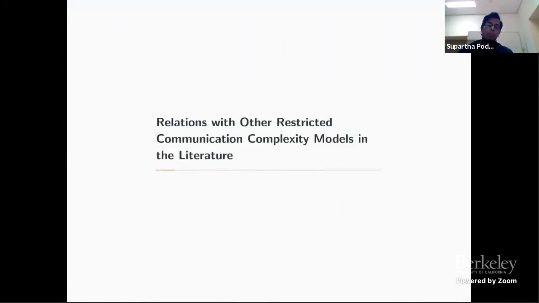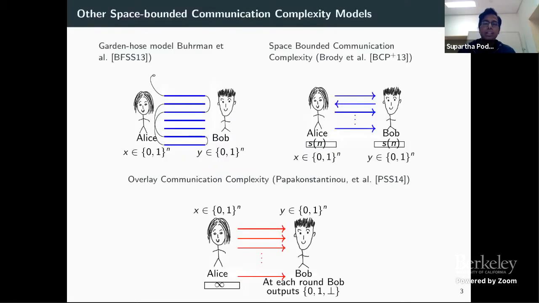Now let's see how this model fits with the other space-bounded communication complexity models that we have seen in recent years. Here I'll describe 3 models. The first one is the Garden-hose model, introduced by Buhrman et al. in 2013. In this model, Alice and Bob compute the function in a nice playful way. They have a few pipes and hoses. They make the connections based on their inputs, then they run water, and based on which side the water ends up, they decide on the function value.